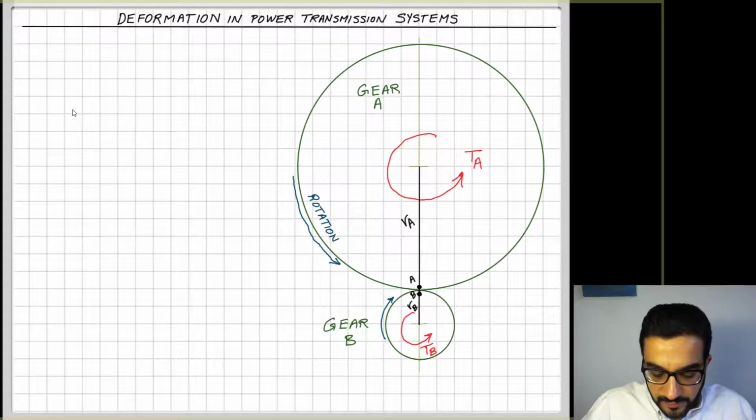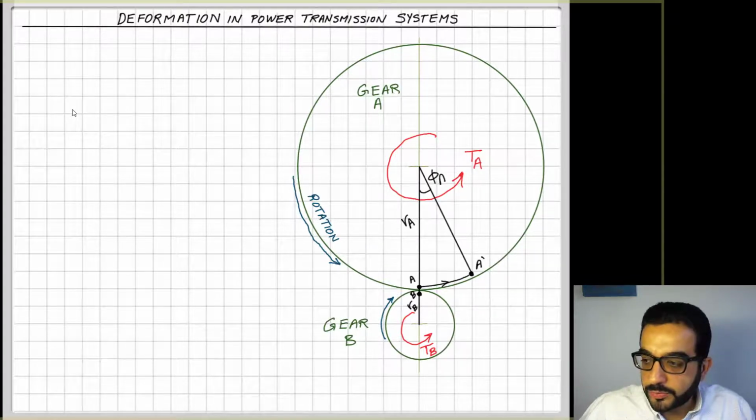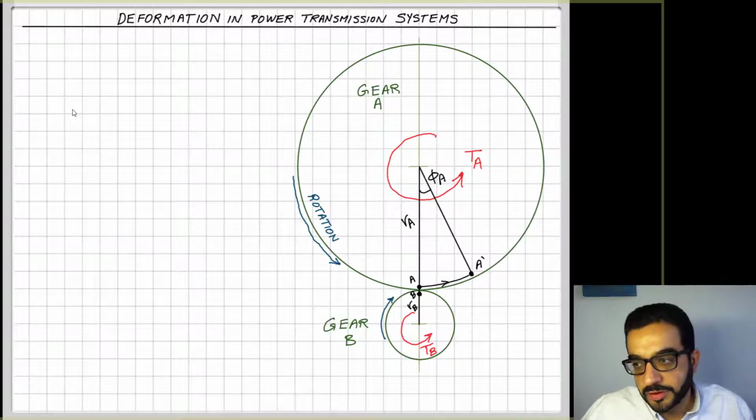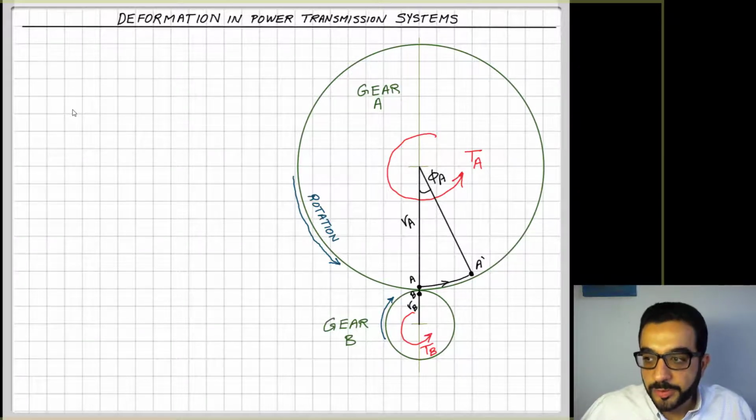With the rotation of gear A, A will move and become A prime, and this movement or rotation can be tracked by phi A. It's a movement of the gear. It can be due to the actual movement of the gear, or in our case here, it's a static system, so we analyze it just before movement. So we're more interested in that rotation as twisting angle, deformation of the shaft connected to this gear.